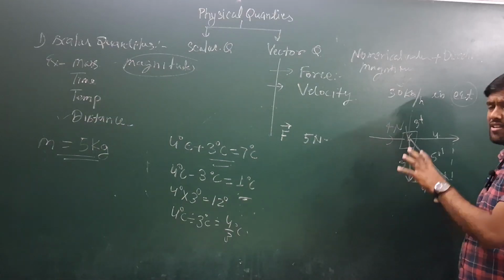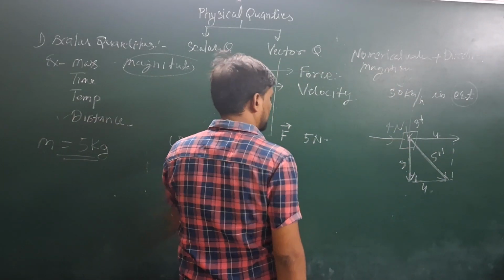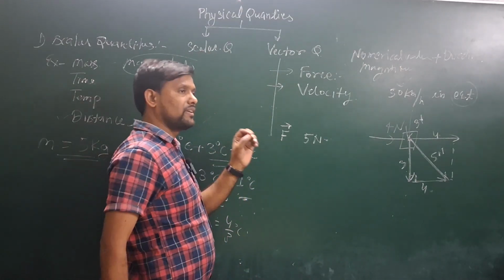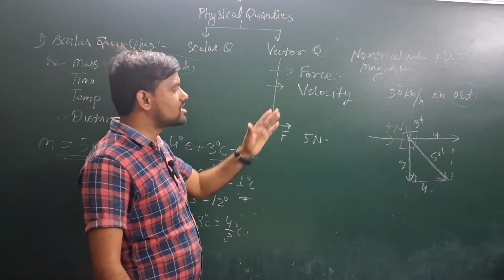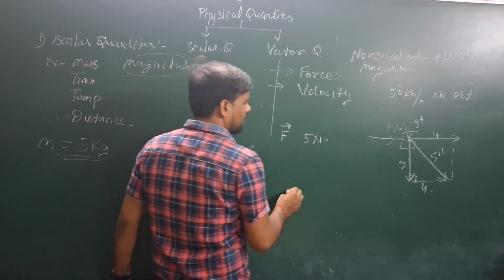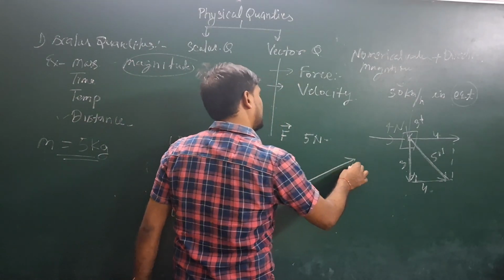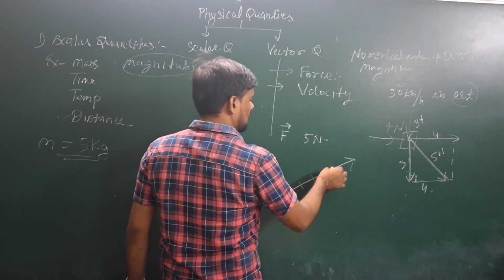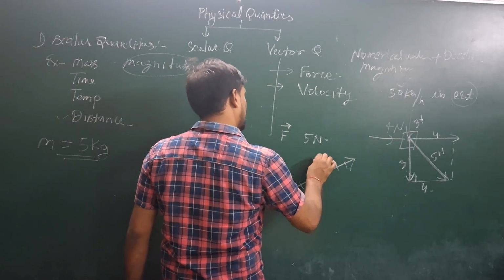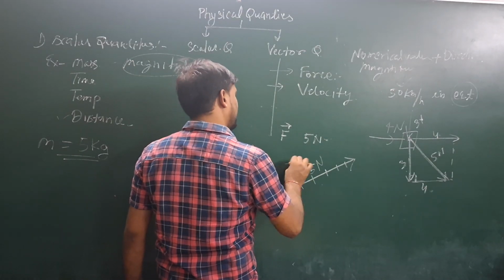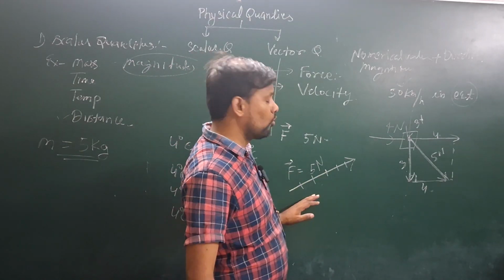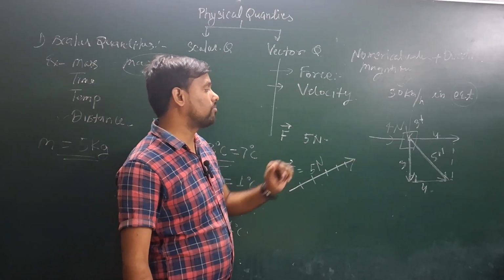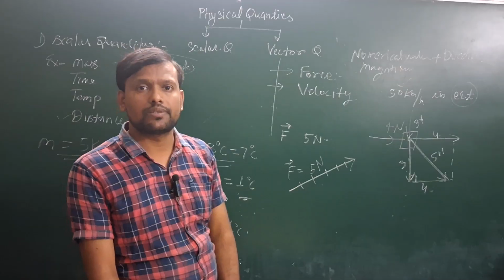Now again, firstly we will discuss vectors. A vector is represented by an arrow. If we represent a 5 Newton force in the east-west direction, we write a 5 centimeter or 5 mm arrow. The 5 Newton is represented in this way. Why? The length of the arrow denotes the magnitude of the quantity, and the tip of the arrow denotes the direction of that quantity.